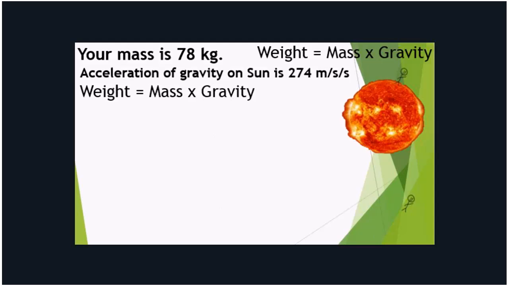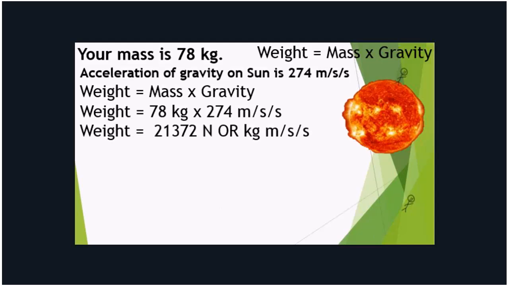So I'm going to take my weight equals mass. My mass is 78 kilograms times 274. Your weight on the sun is 21,372 newtons, which is incredibly heavy, meaning that you could not jump on the moon, or on the sun. You probably couldn't even move your legs.